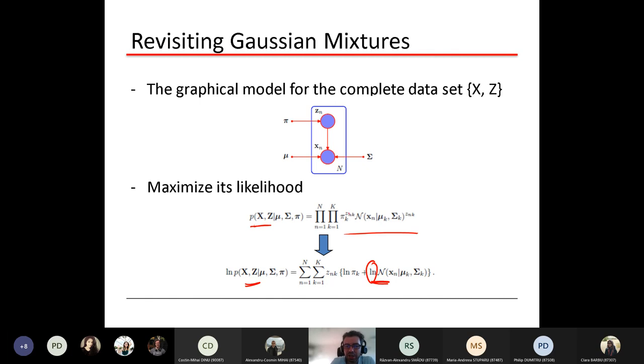Just a question. If we are given the complete data set, these values Z and K, how do they act? What kind of values are they?